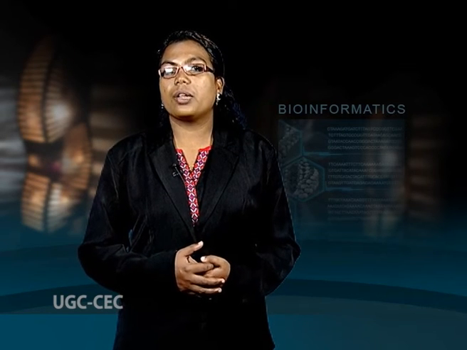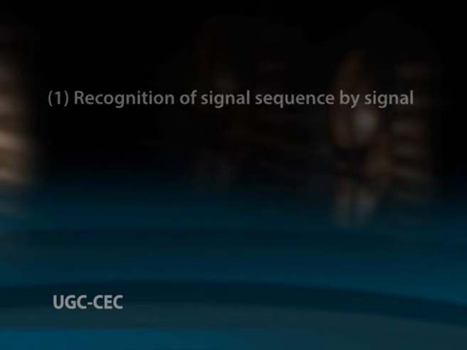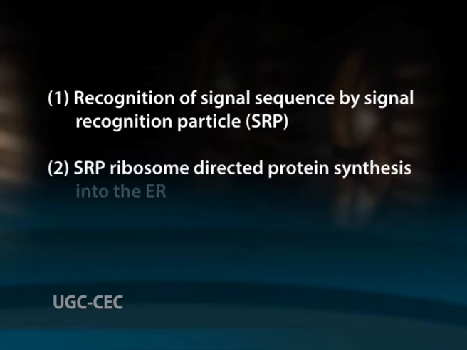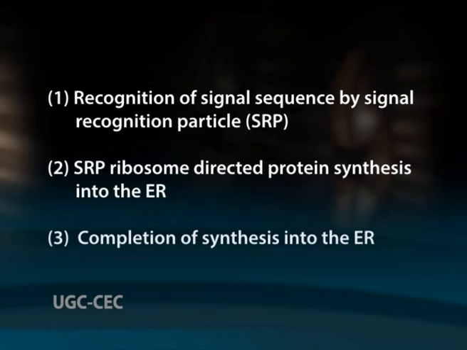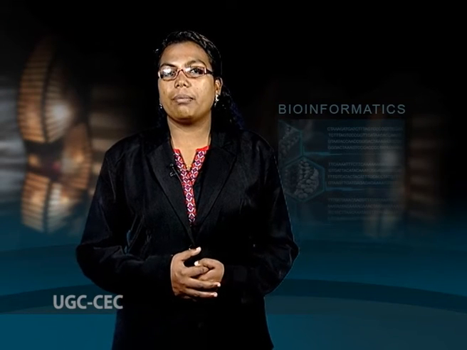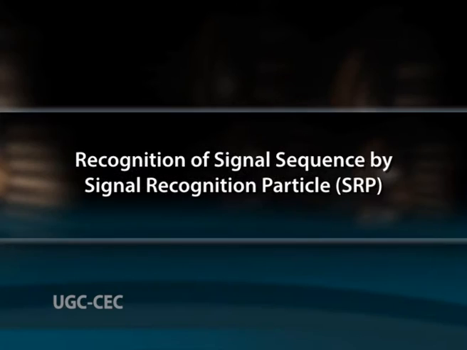The different steps involved in protein targeting are: first, recognition of the signal sequence by the signal recognition particle, that is SRP. Second, SRP-ribosome directed protein synthesis into the ER. Third, completion of synthesis into the ER. Now, let us discuss each step one by one. First one, recognition of the signal sequence by the signal recognition particle, that is SRP.